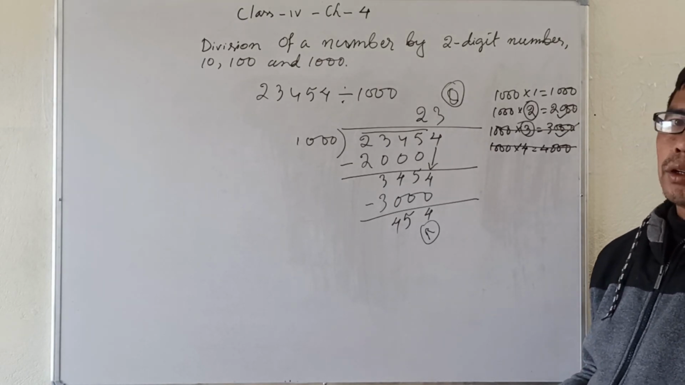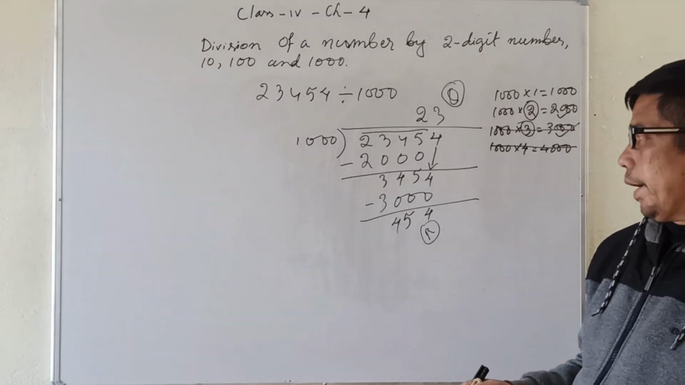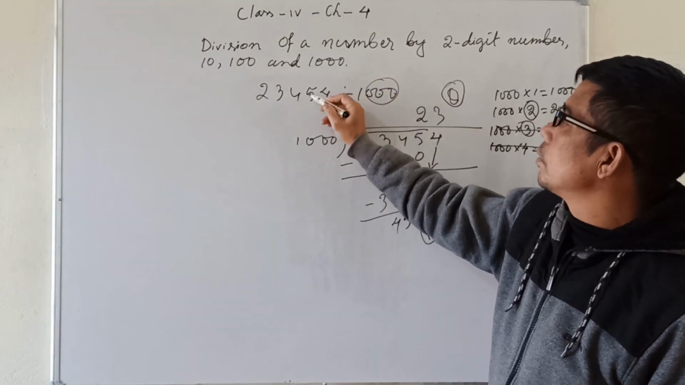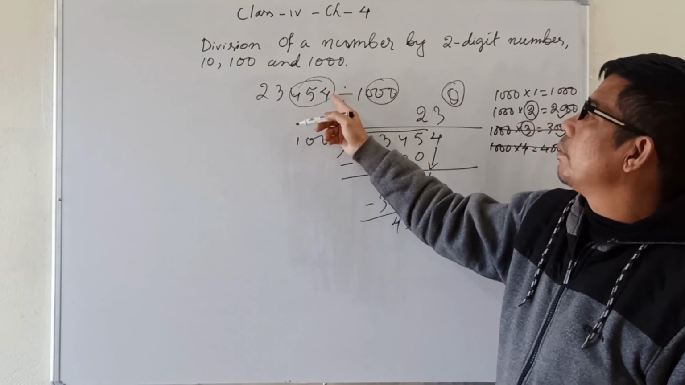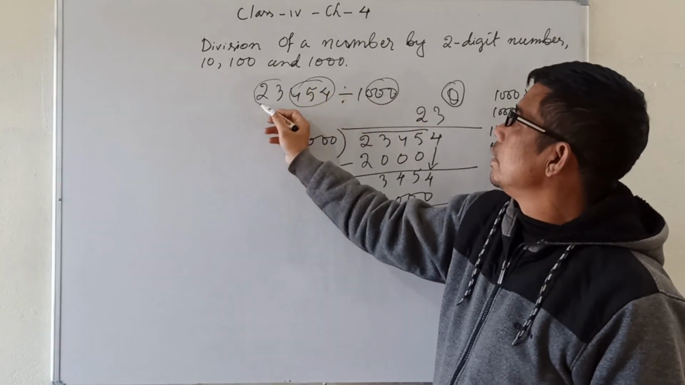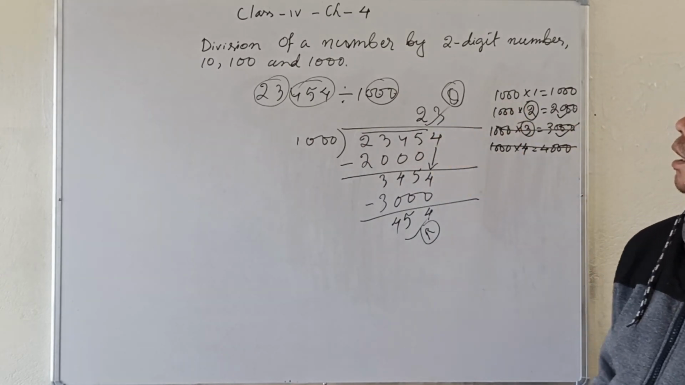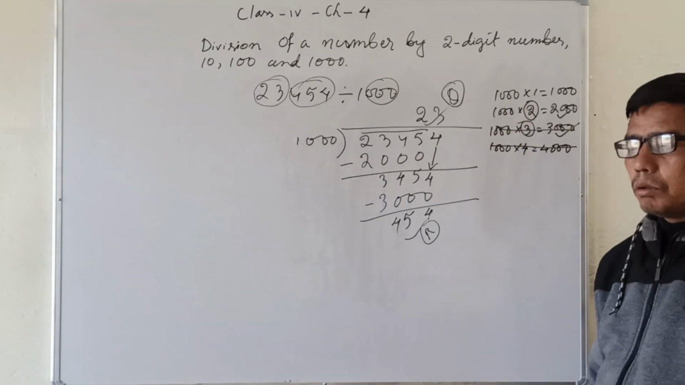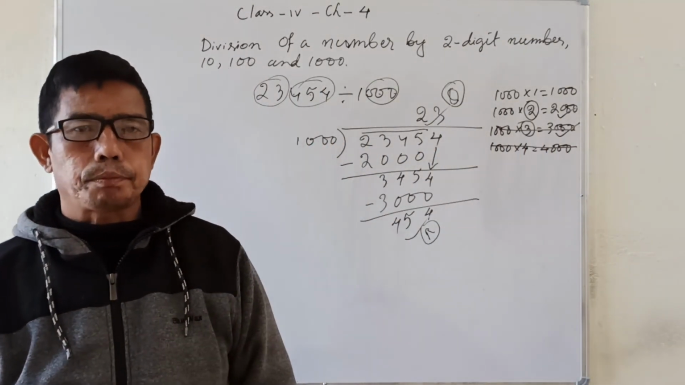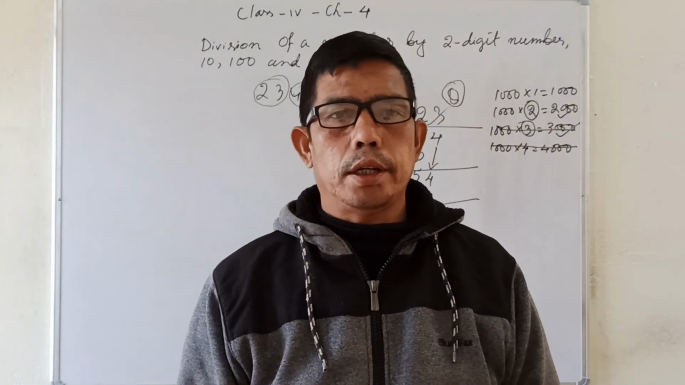As in the previous case, in division of a number by 1000, without actual division, we can find out, we can predict the remainder and the quotient. Here 1, 2, 3, 000 means we have to count 1, 2, 3. This 3-digit number, that is 454, will always be the remainder, and the number formed by the remaining digits, that is 23, will always be the quotient. So this is how to divide a number by a 2-digit number, by 10, 100 and 1000. And remaining topics will be in the next video class. Let's wind up for today. Thank you, dear children.